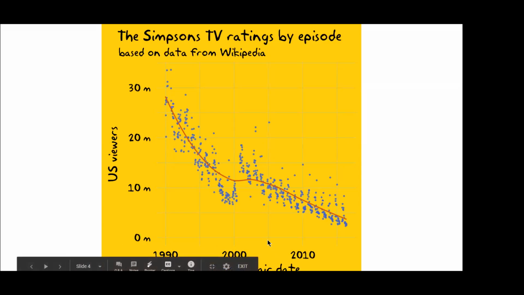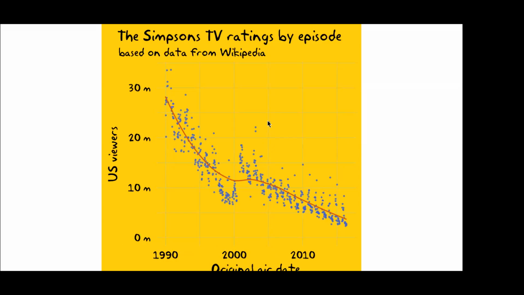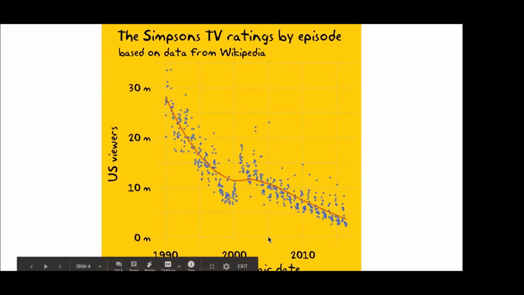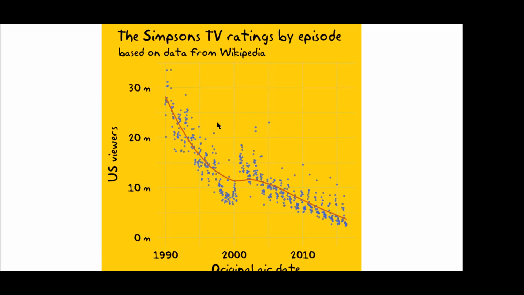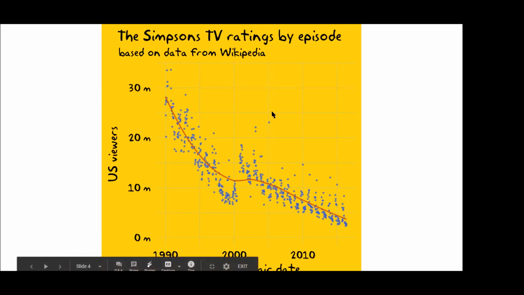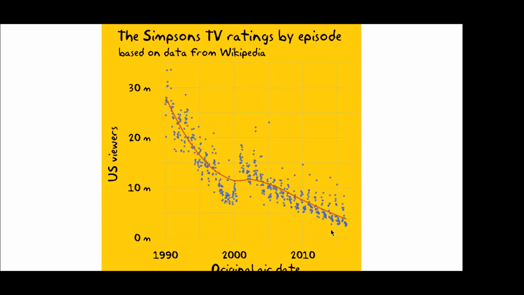Okay, over here, this episode right here aired in like 2005, and it looks like approximately 23 million people watched that episode when it aired in 2005. So here's my graphic, and my question here is, when were the best episodes created?